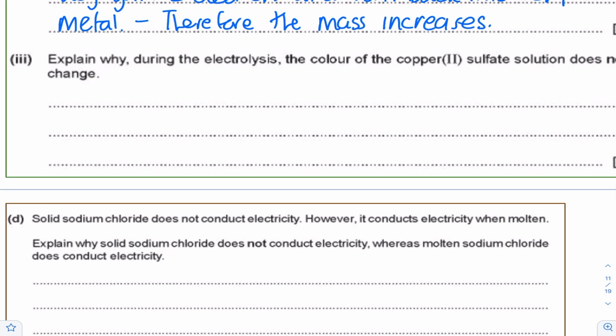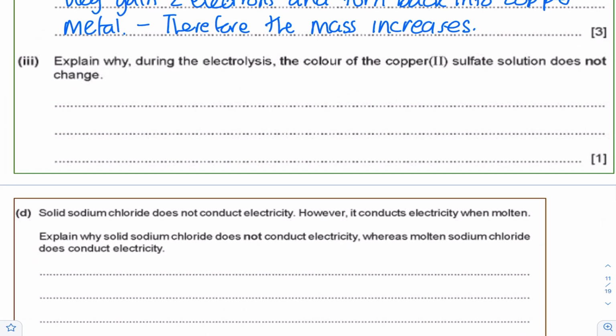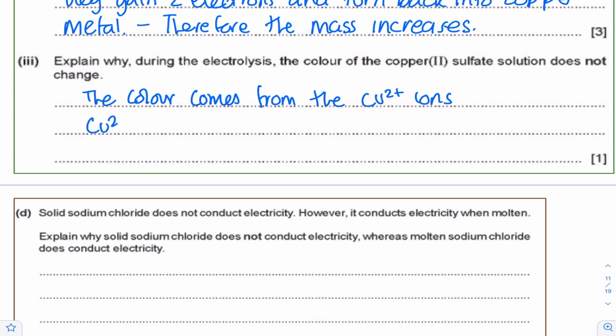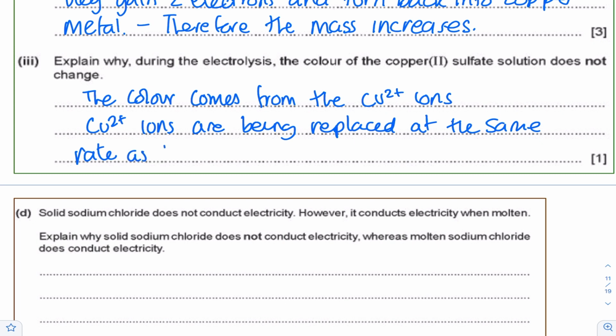Explain why during electrolysis the colour of the copper sulfate does not change. You can say words to the effect of the colour comes from the copper ions. And then you can say Cu2 plus ions are being replaced at the same rate as they are being used. 2 marks, 2 points, and definitely 1 full mark. Okay, that was question 5. Easy peasy.